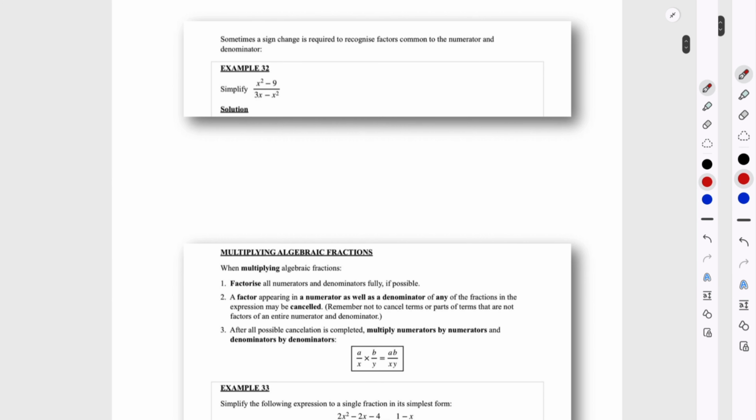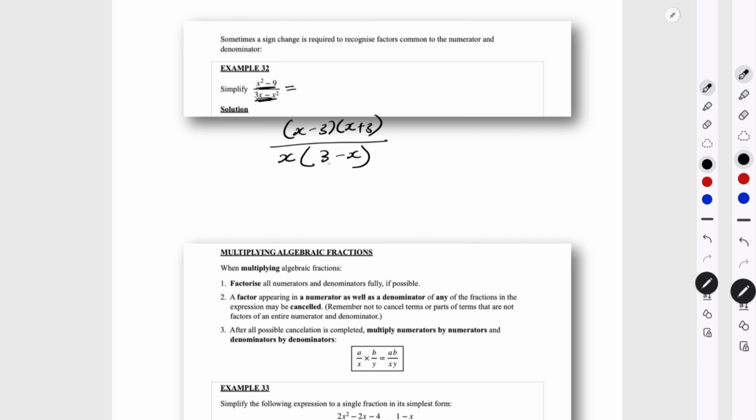Let's go to example number 32. Example number 32. You are having x squared minus 9. Why am I putting that in bracket? Okay, this is what I'm having. At the top here is difference of 2 squares. Here I have a common factor, so let's do that. This is x minus 3, x plus 3. Over here I take x out as a common. I will have 3 minus x.